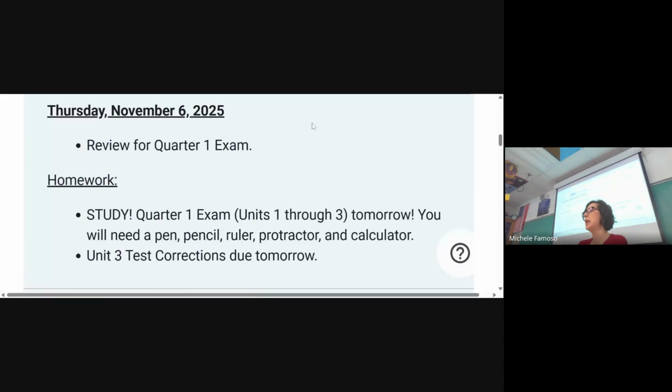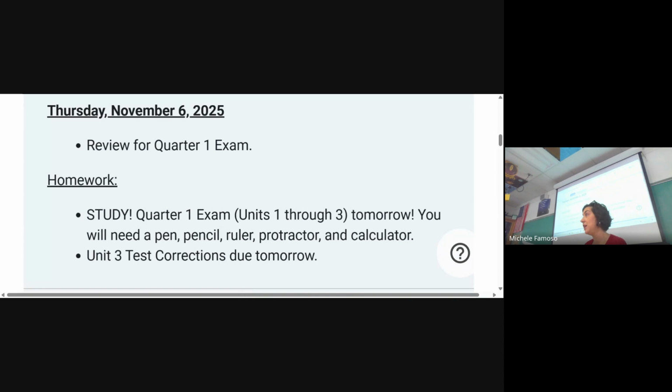No? We're done? Okay. So for tomorrow's test, please make sure you bring a pen, a pencil, a ruler, a protractor, and a calculator. Okay? That's what you'll need. You'll need all that stuff. Obviously, you're going to have 10 multiple choice. Most of them are right out of this packet.